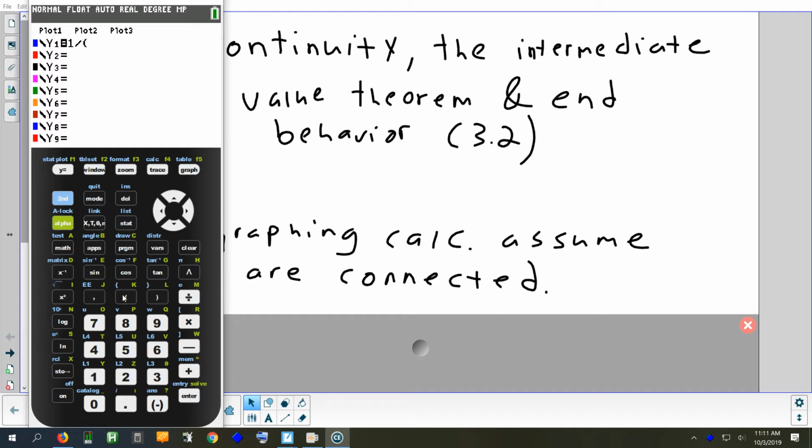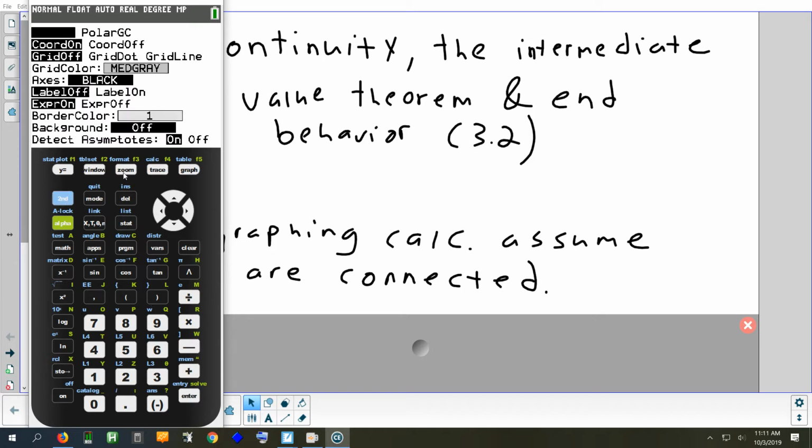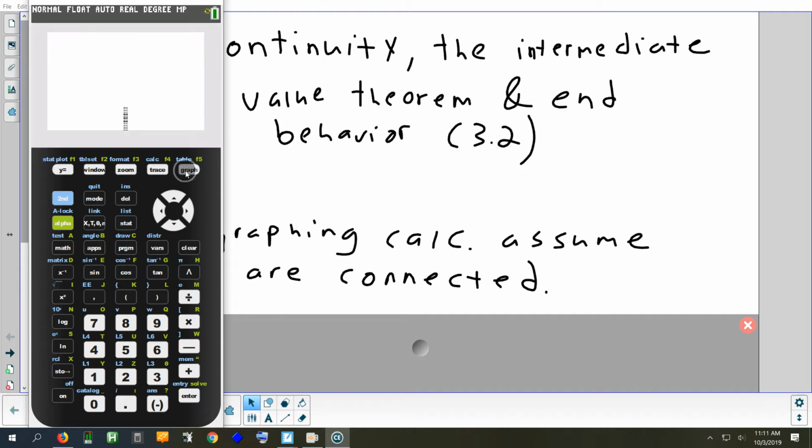So if I graph something like this, is there any value that I'm not allowed to plug in for x? Is that 3? And if I basically turn this calculator into an older calculator by turning off that feature, detect asymptotes, the calculator is going to try to draw this connected. Well, we know it shouldn't be, because when you get to 3, something weird happens. So the calculator doesn't really know what to do. Right? It tries to draw something, but it's not really sure what's happening.